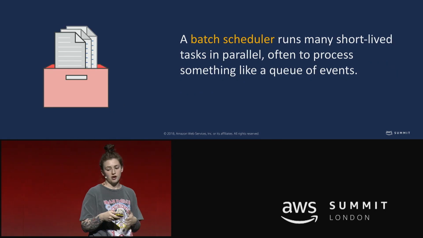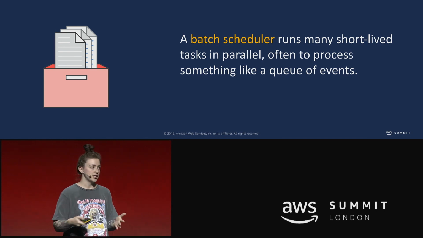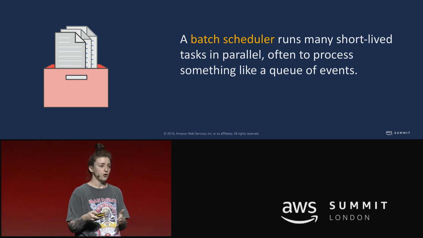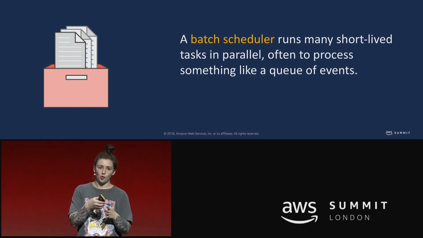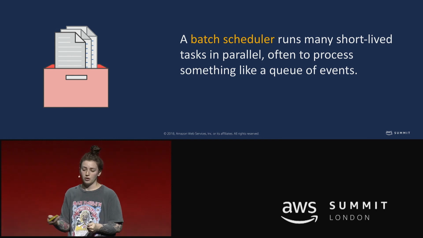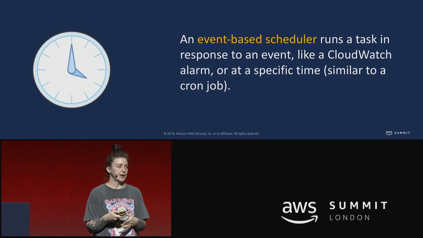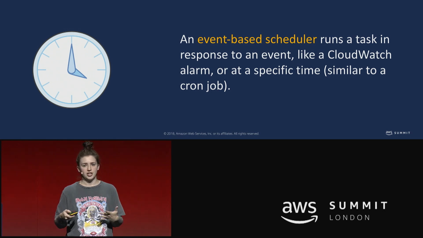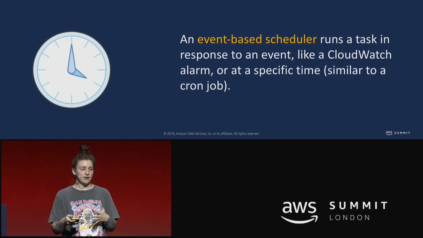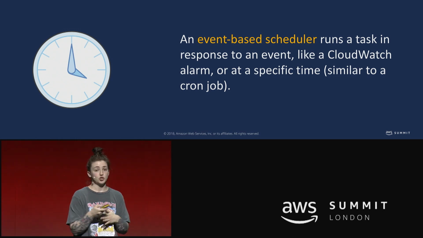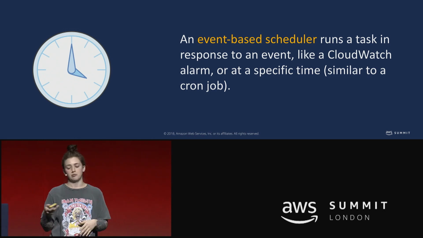A batch scheduler runs many short-lived tasks in parallel. An example of when you might use this is reading items off a queue. When a new item is added to the queue, start up a batch job to process all the items that are currently in the queue. An event-based scheduler runs a task in response to an event. This is really similar to how crontab works on Linux. We'll take some sort of action every time a specific time occurs. Maybe that's every 12 hours, maybe that's every hour, maybe that's the third Tuesday of every month.